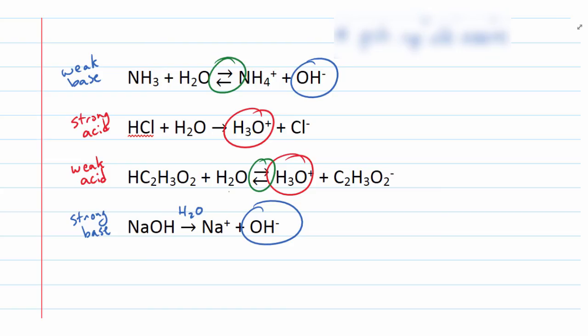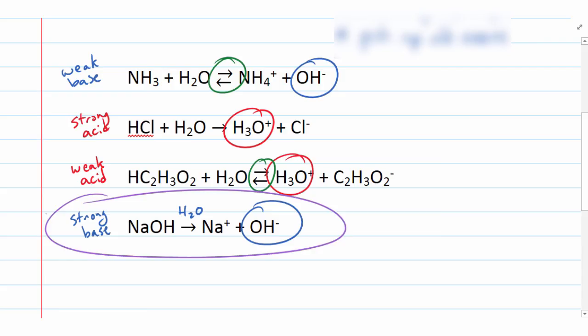Now, the other thing we're noticing is that this last one is written just a tad differently. In this last one, we've not written it as a reaction with water. And the reason for that is because sodium hydroxide is an ionic compound already. And because it is an ionic compound, it simply goes through the process of dissociation.